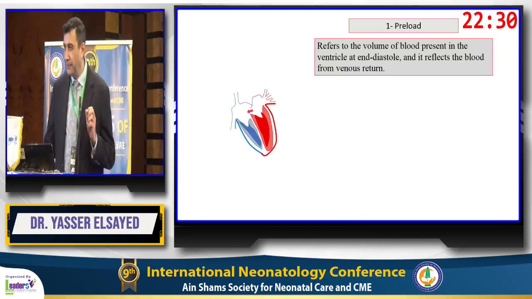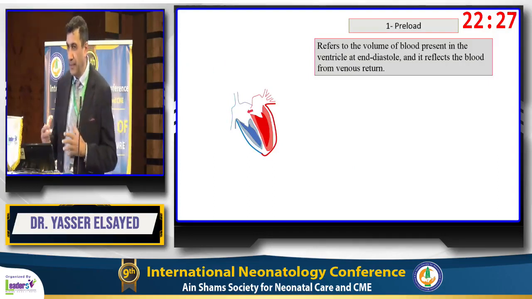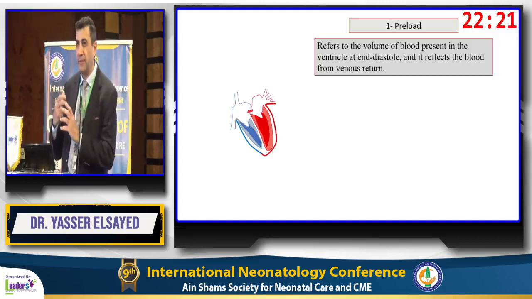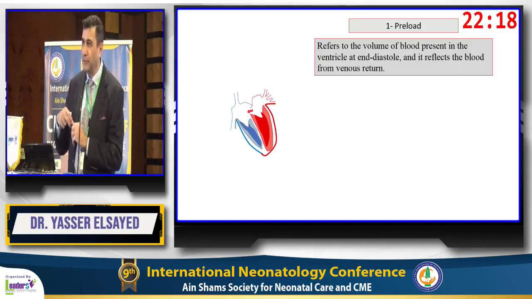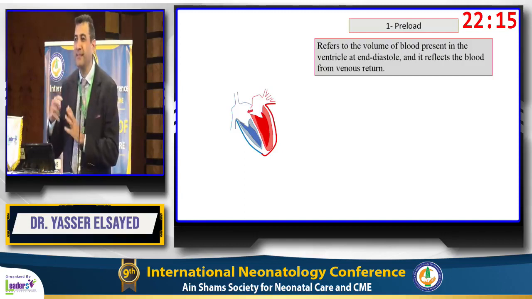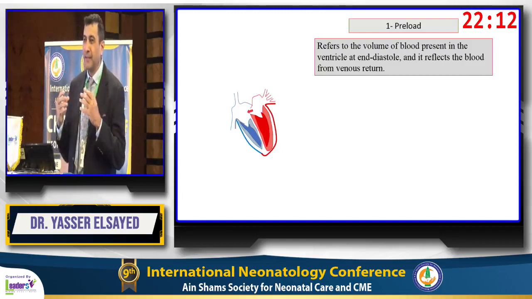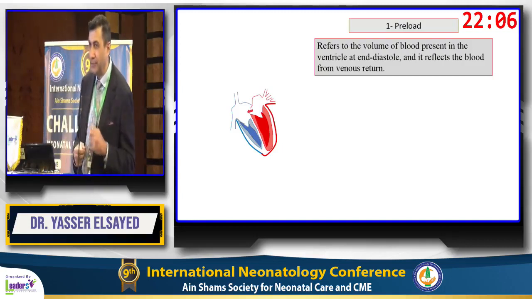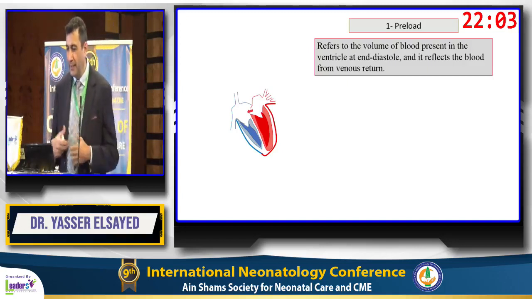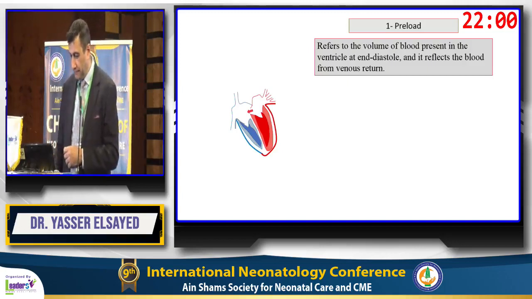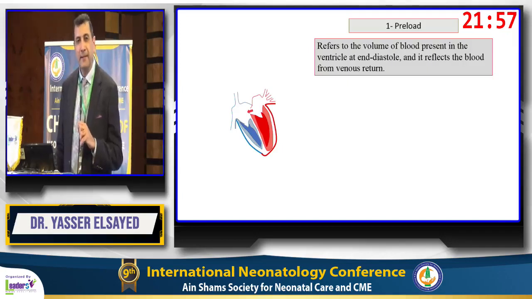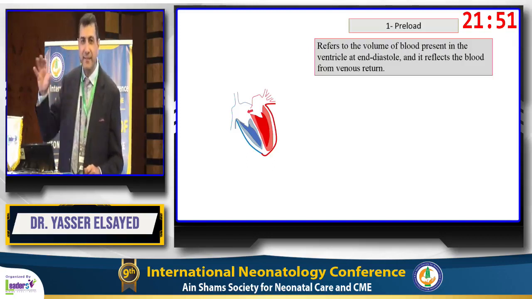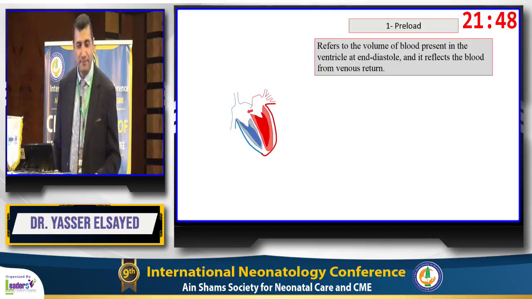Preload means the volume of blood remaining in the ventricle at the end of systole. Systole means ejection of the blood out of the heart. At the end of systole, we should have at least one-third of the blood remaining. If you see in the heart at the end of systole no blood left, it means that we have severe hypovolemia. That's why it's very helpful to look at the four-chamber view by echo and assess the volume of the heart. So ejection fraction is about 60 to 70%, which means the rest is left in the heart.